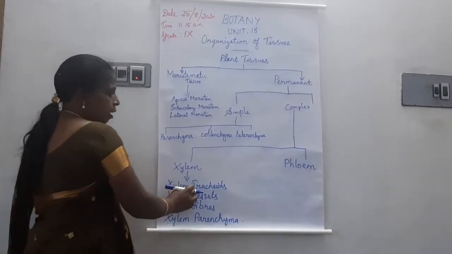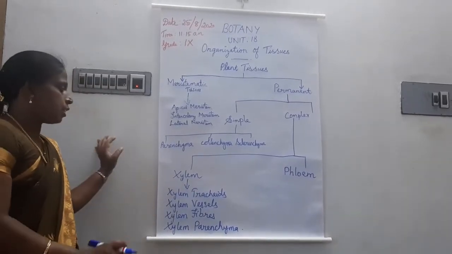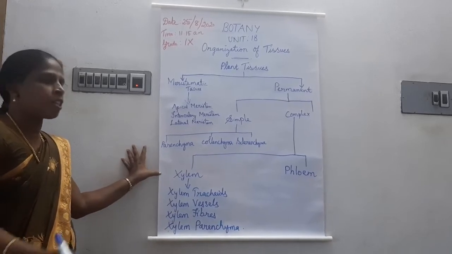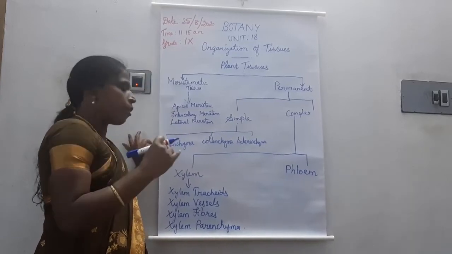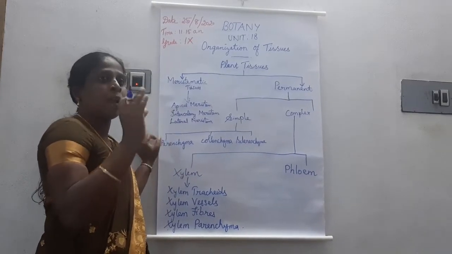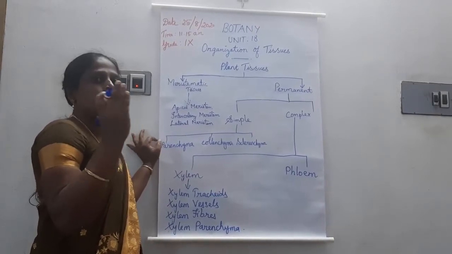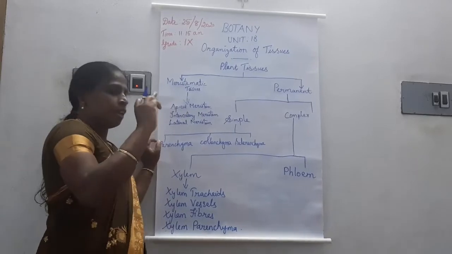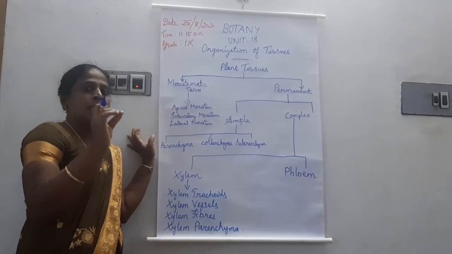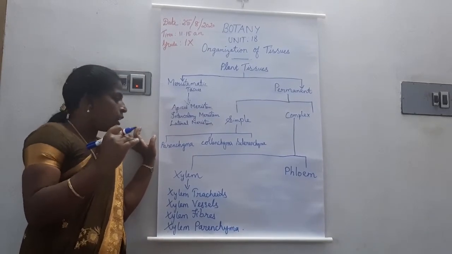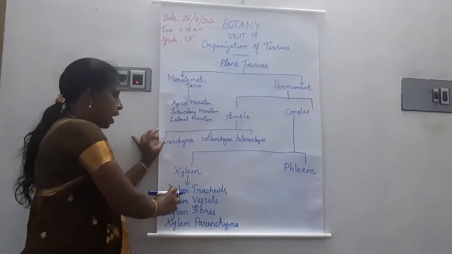The first one is xylem tracheids. The xylem tracheids are dead cells. The cell wall is very thick and lignified. Both ends of the cells are tapering, blunt and chisel-like. What is the meaning of chisel? It is a tool used to cut. So in xylem tracheids, the cells are long, tapering at both ends and blunt, looking like a chisel-like structure.